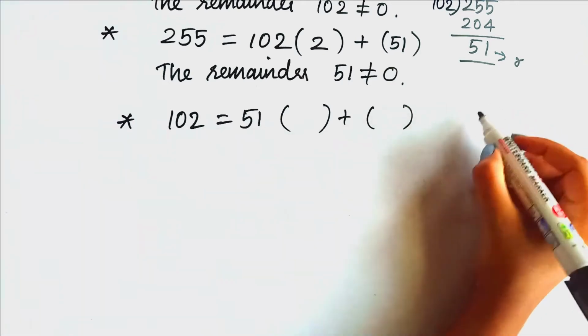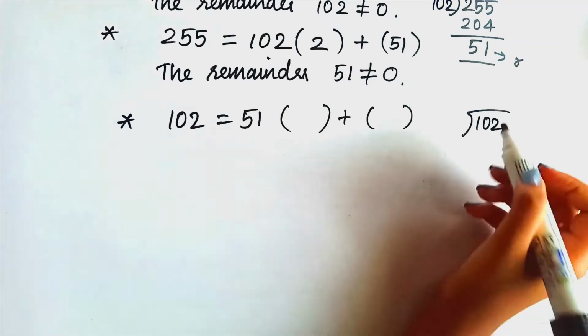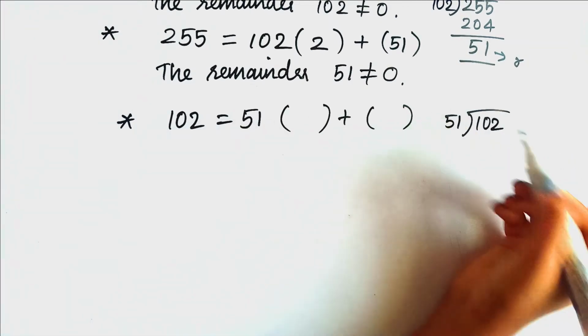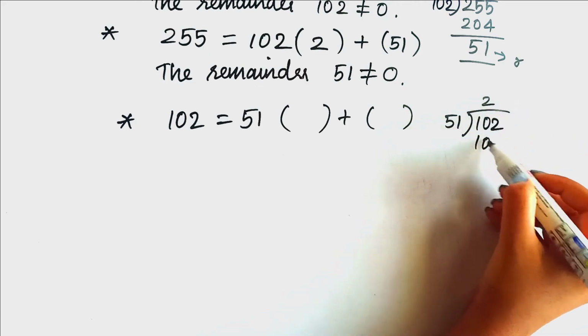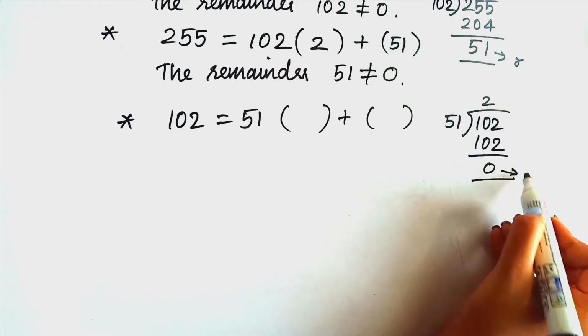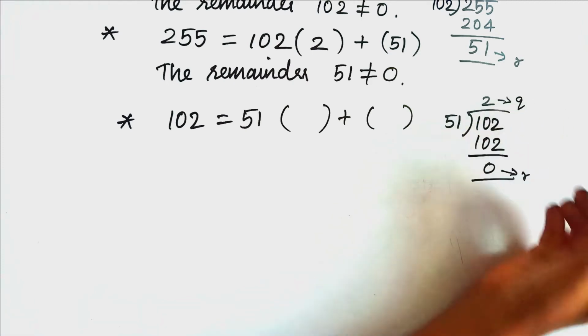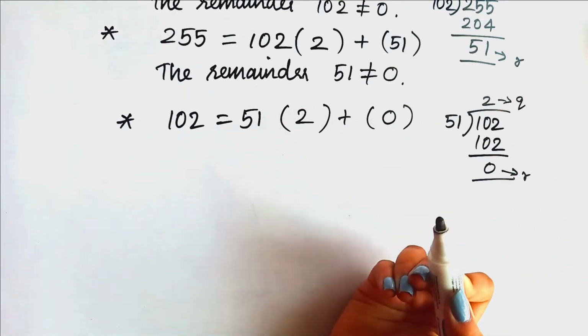So let's divide these two. 51 will be inside since it's the biggest element here, and then 51 will be here. Okay, and now you can see that 51 2s are 102, which we will get an answer 0 here. So this is the remainder and this is the quotient, and we have found the remainder is 0 and the quotient is 2, right?